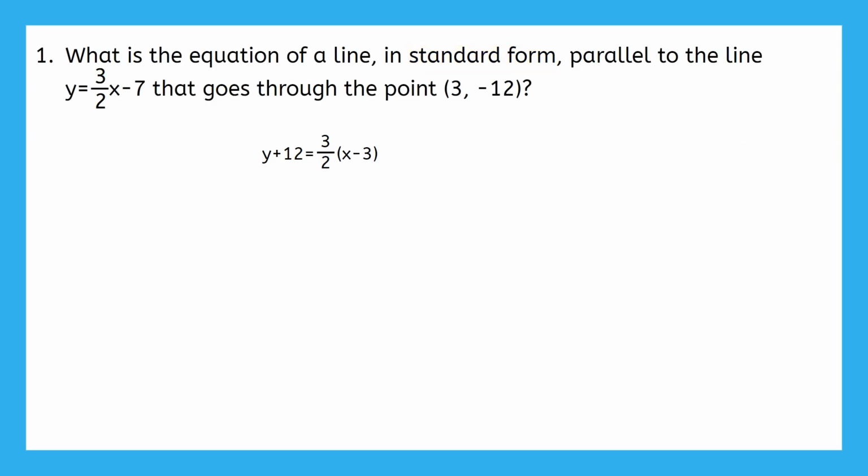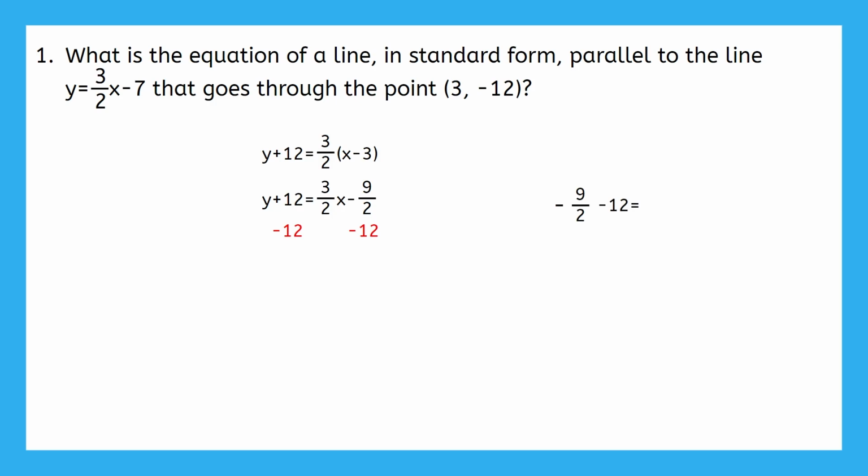So let's get started. First, we can distribute the 3 halves. This gives us 3 halves x, and 3 halves times 3 equals 9 halves. Now that we've gotten rid of the parentheses, let's get the constant on the correct side. We'll need to take negative 9 halves and subtract 12.